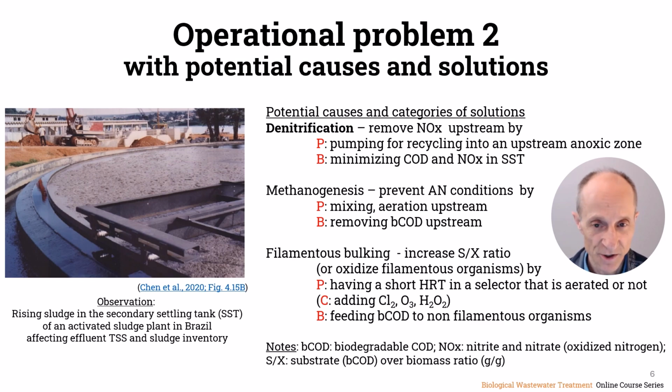A third potential cause would be that filamentous bulking is taking place. A short-term solution for this problem would be to use a chemical approach to oxidize filamentous organisms by adding oxidizing agents such as chlorine, ozone, or hydrogen peroxide. A longer-term solution would be to increase the substrate over biomass ratio by installing a short hydraulic retention time upstream selector, which could be aerated or not, to preferentially feed non-filamentous microorganisms.